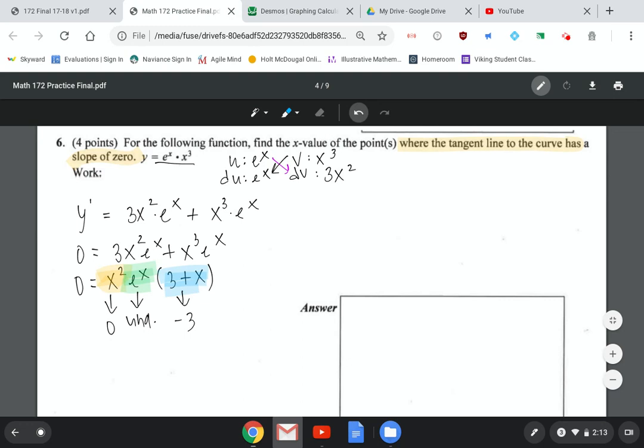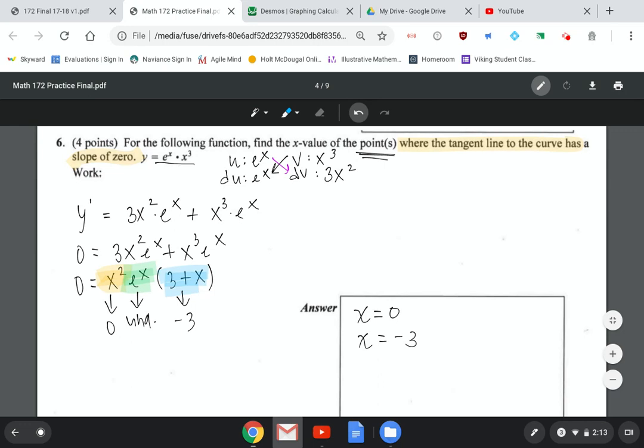So we have 2 points in which our tangent line will have a slope of 0. We have at 0 and at negative 3. Now it wants you to find the actual point. No, it just says find the x values of the points. So we're done. When x equals 0 and when x equals negative 3.